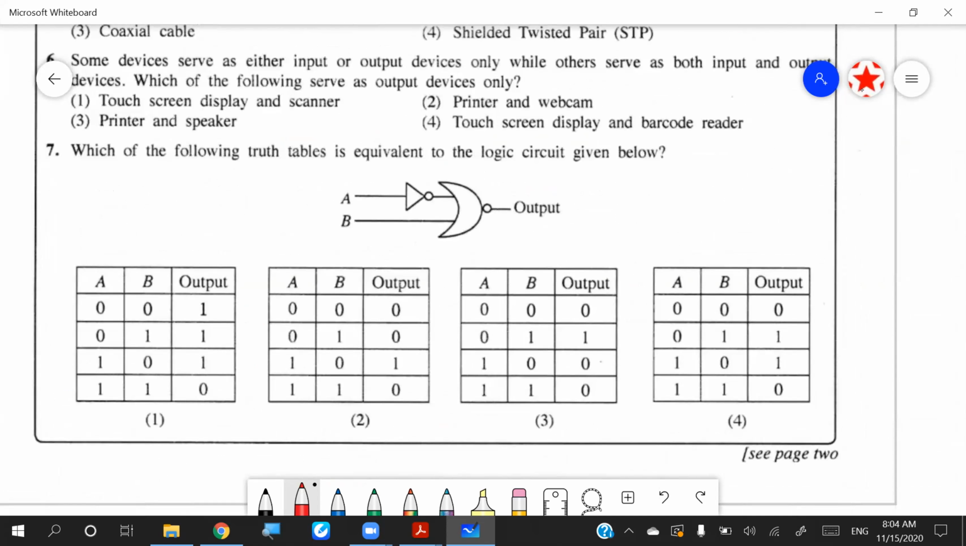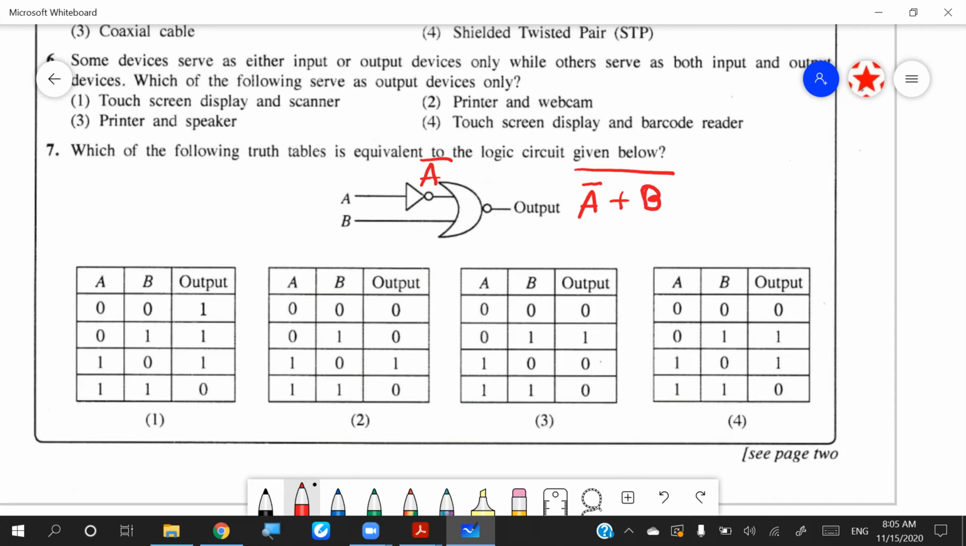now it is asking which of the following truth tables is equivalent to the logic circuit given below. In these types of questions, the next one is also like this. First thing that you have to do is take the output of the given circuit, right? So what is the output of the given circuit? This is going to be A bar and this is a NOR gate. So NOR gate will do what? OR and complement. So A bar plus B will be complemented.